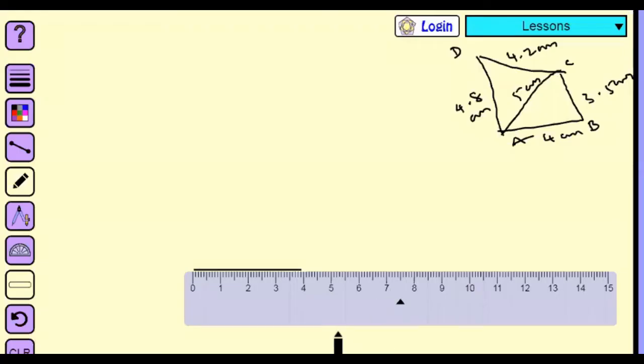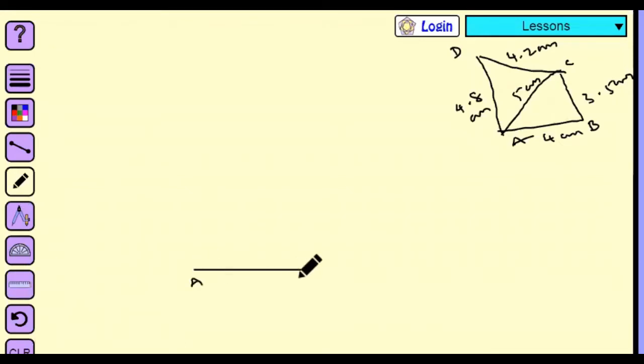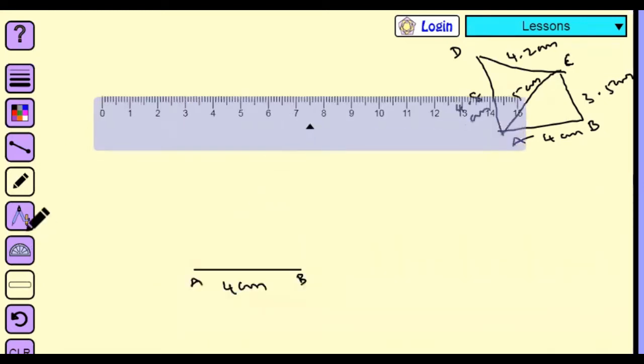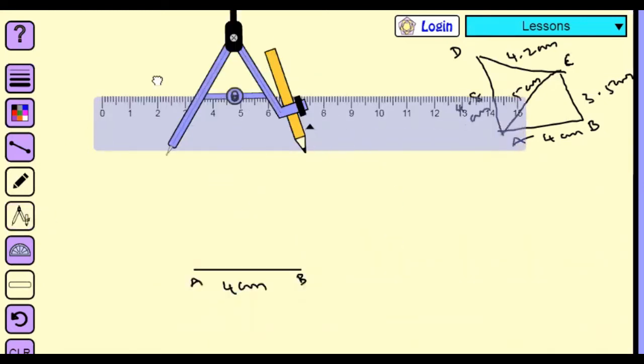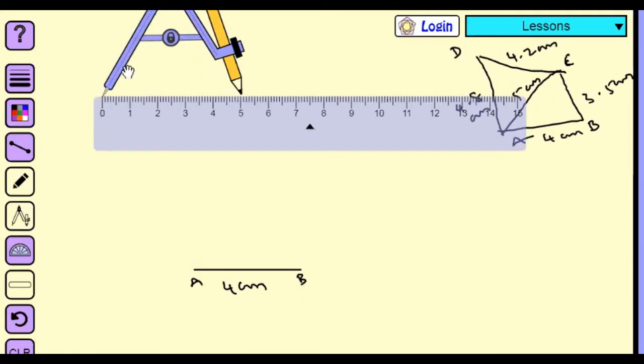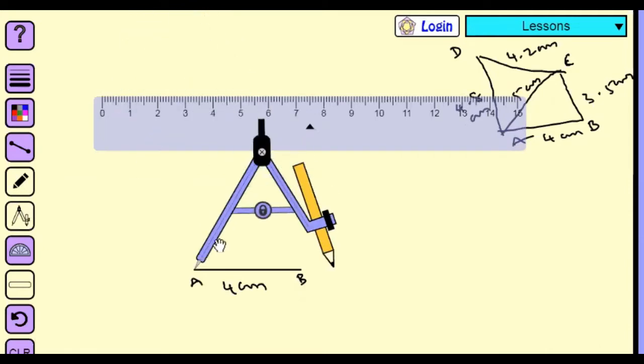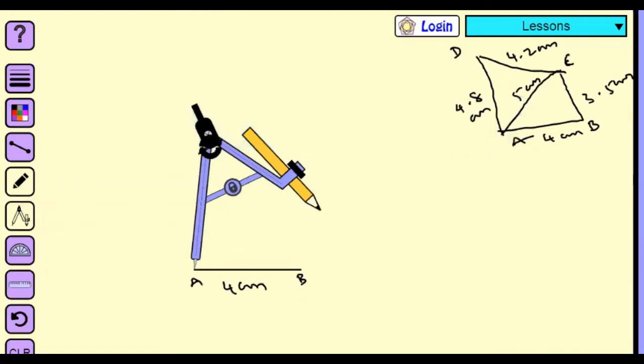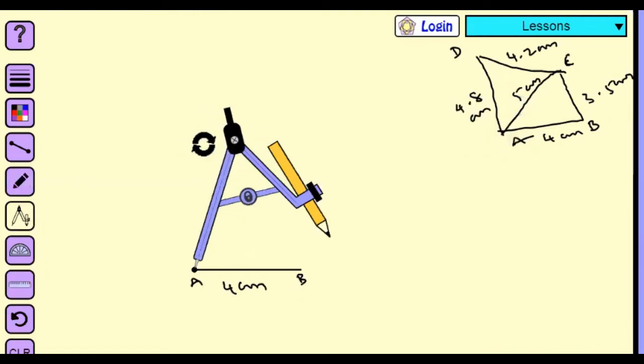First construct a line segment AB with 4 centimeters and label it A and B. Now we are going to locate the point C. First we need to construct the triangle ABC. So A to C, the length is 5 centimeters. So take the ruler and set the compass radius as 5 centimeters, and with center A, draw an arc.